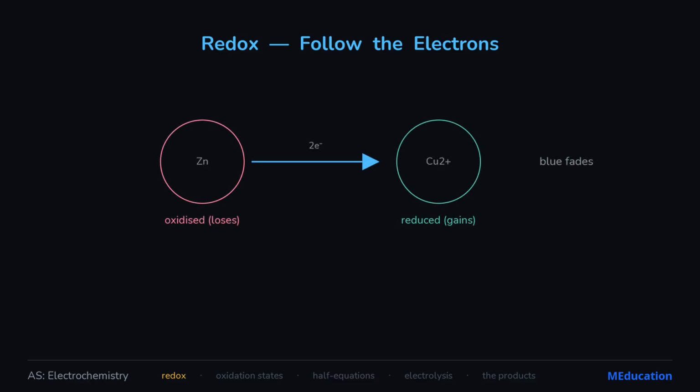The zinc atoms hand 2 electrons each to the copper ions in solution. Zinc loses electrons, so zinc is oxidized. Copper ions gain them, so they are reduced to copper metal. The electrons literally move from zinc to copper, and the blue solution fades as the copper plates out. That's redox you can watch.